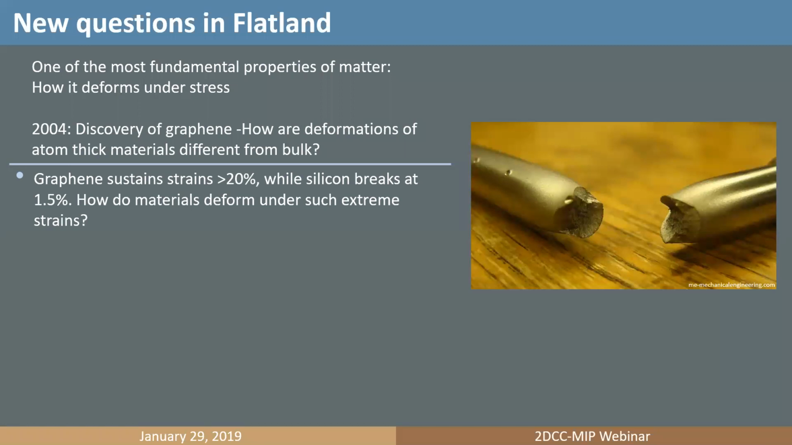We know that traditional materials, like for example silicon, would break when you put a strain of the order of magnitude of a few percent. However, graphene can sustain extreme strains over 20%. So a natural question is, how do materials behave under such extreme strain conditions which are impossible to apply in traditional materials?